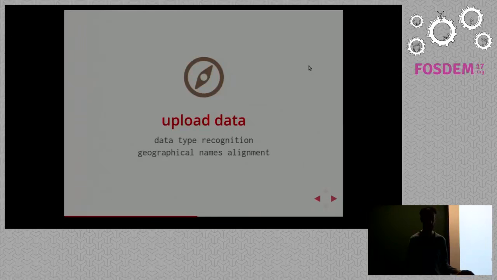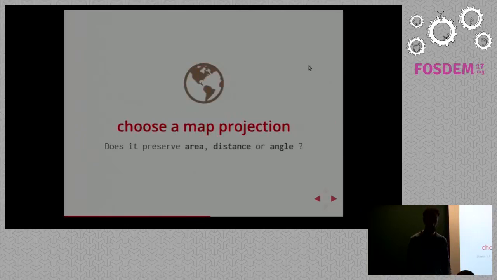And we also, the tool proposes geographical names alignments. So we are trying to recognize from a column with geographical names which one we have in our base map. Then we ask the user to choose a map projection, and we really want this tool to convey pedagogical information also. That's why the cartographers proposed 3 different features to guide the user through their choice of map projection.